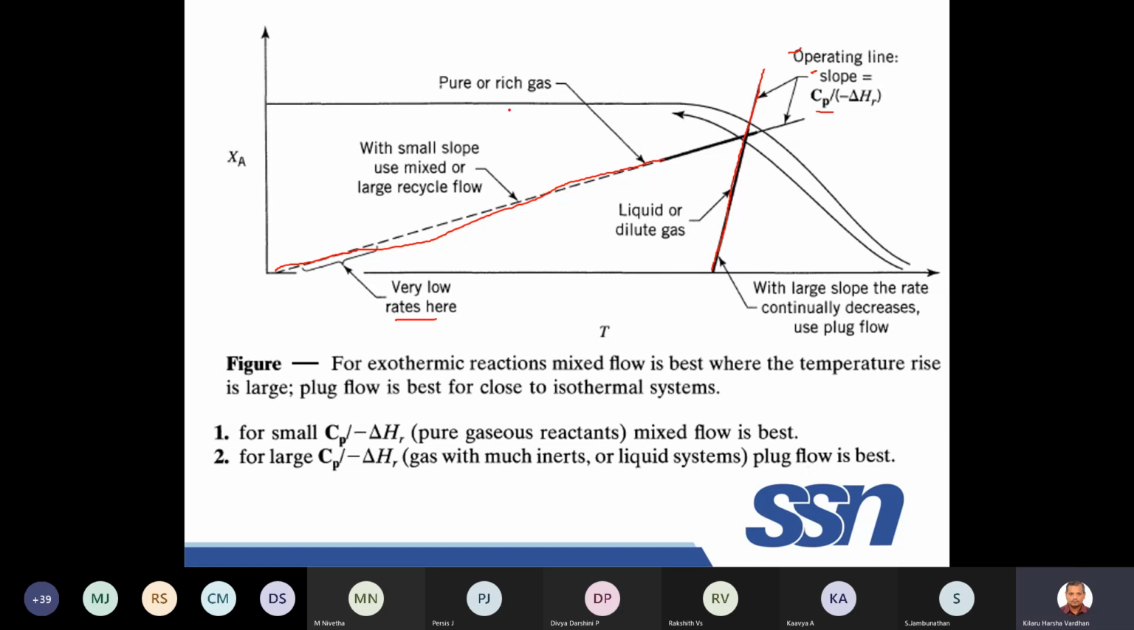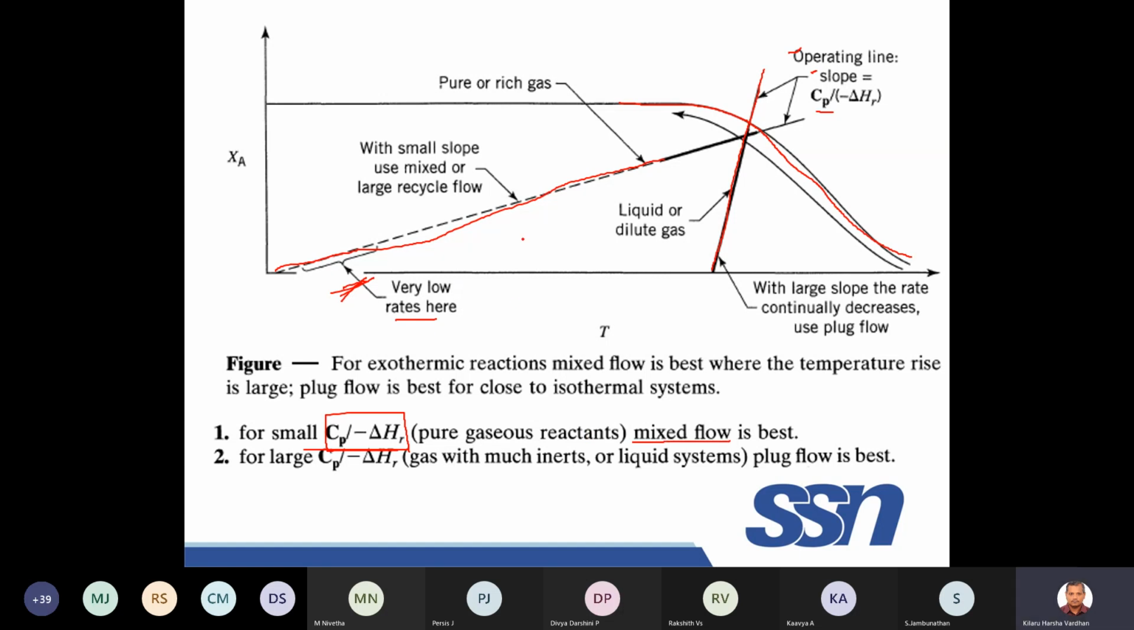If this is for an exothermic reaction, the rate goes down like this, and the other rates will go up and then go down. That is what we discussed earlier. Here, one important thing is, for a small slope of Cp by delta Hr, the rates also will be very low. Then it is better you go for a mixed flow.